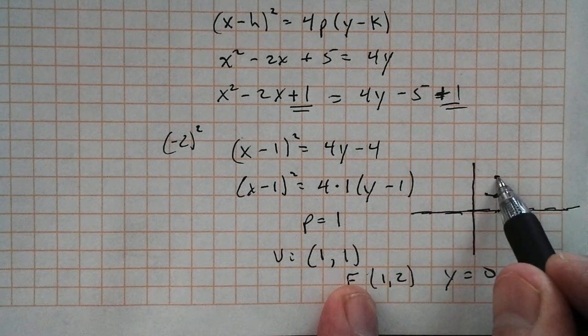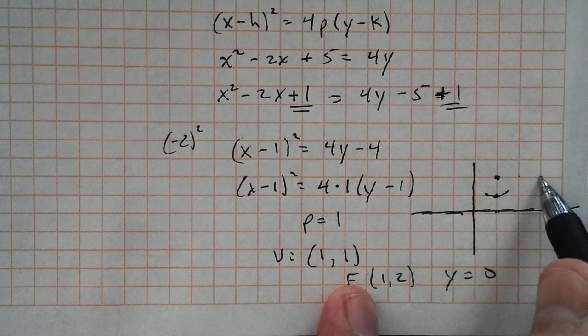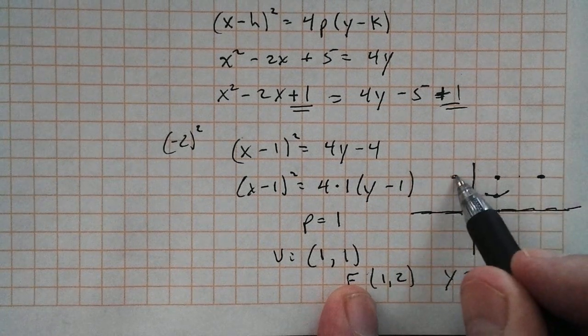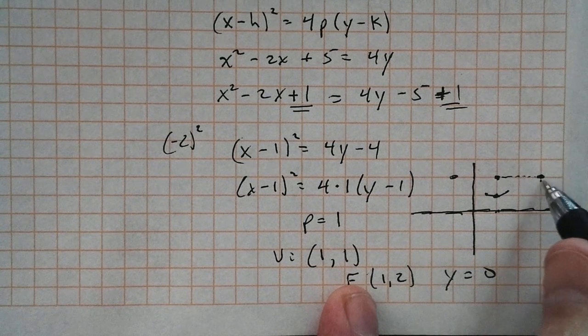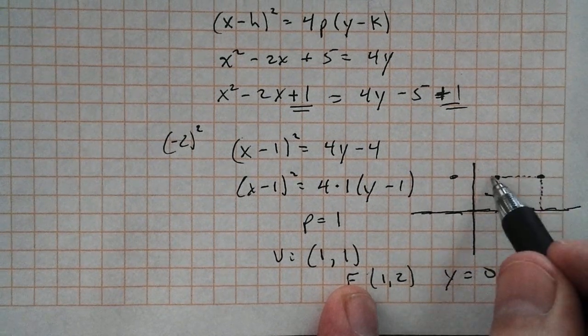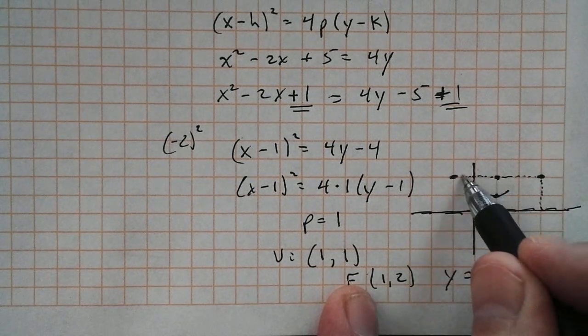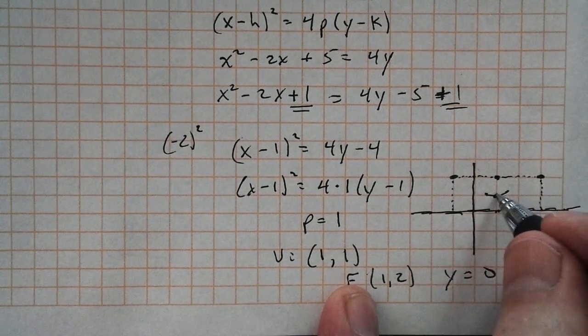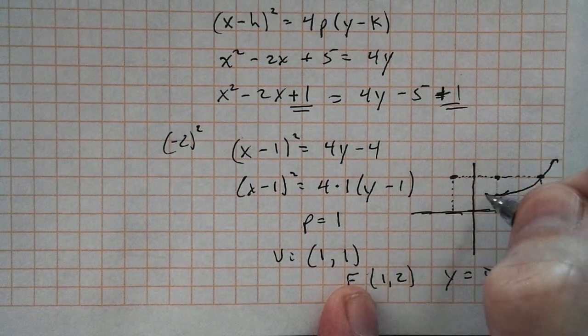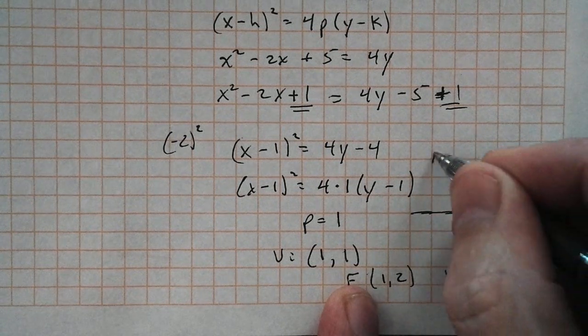So if from the focus I go right and left 2. Take a look. This point right here is 2 units from the focus, and it's 2 from the directrix. This point, 2 units from the focus, 2 units from the directrix. So those are points that are on the parabola, and I call that controlling the width.